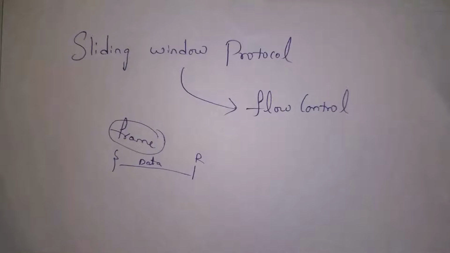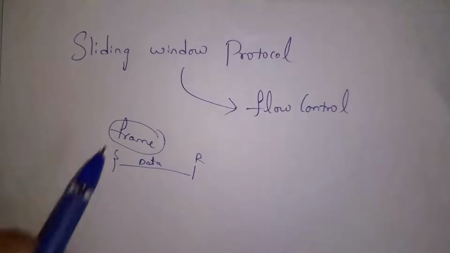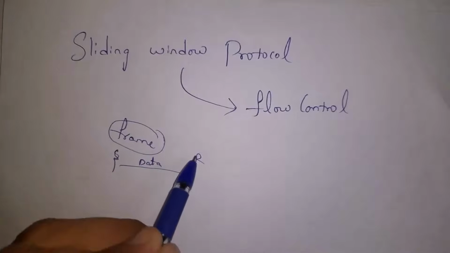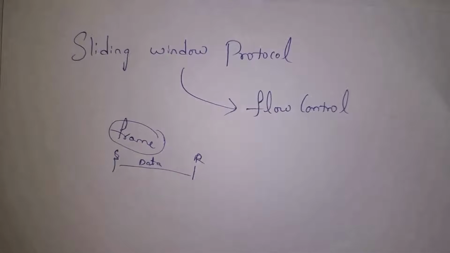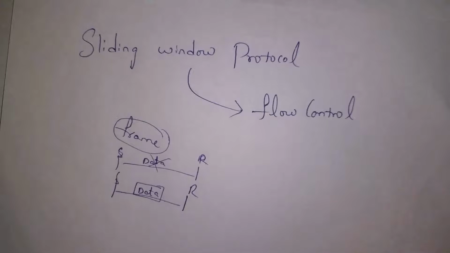Guys, at first you need to know what is a frame. For example, the sender wants to send data to the receiver. The sender will not send data directly to the receiver. Instead, the sender will place data in a frame and then forward the complete frame to the receiver. Guys, a frame is like packing. Instead of sending data directly, the sender will pack data in a frame and then send that frame to the receiver.